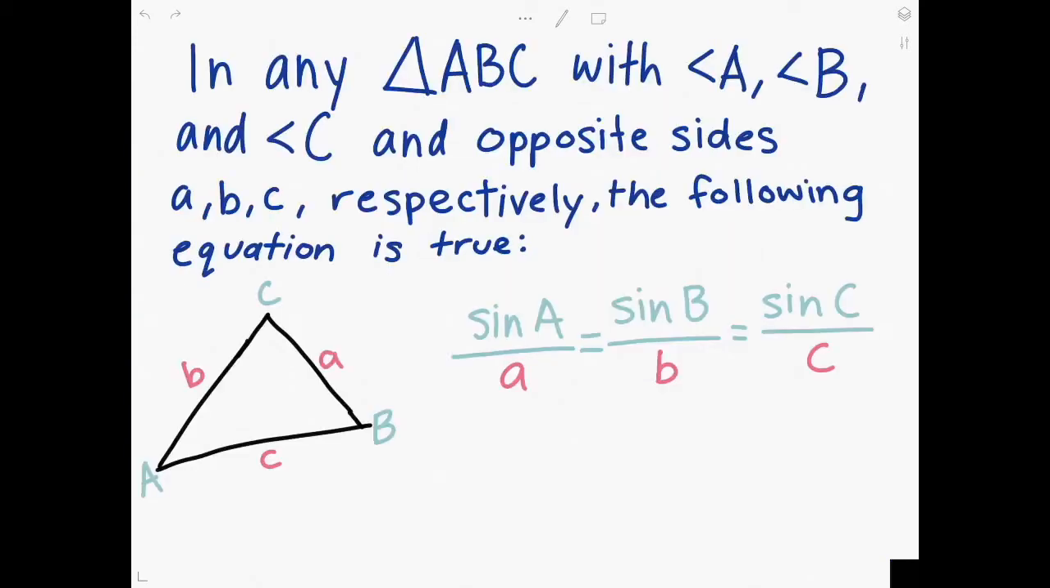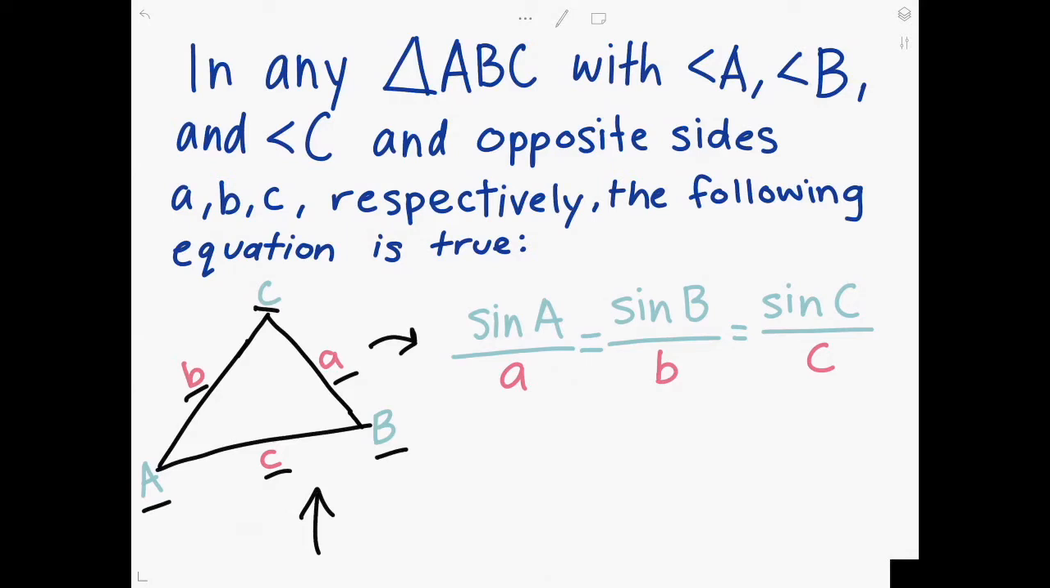The law of sines states, in any triangle ABC with angles A, B, and C, and opposite sides a, b, and c, respectively, the following equation is true. Sine of angle A over side a equals sine of angle B over side b, which also equals sine of angle C over side c.